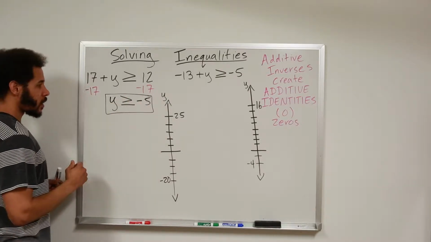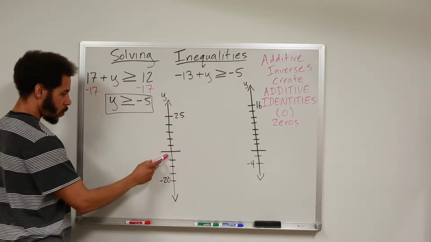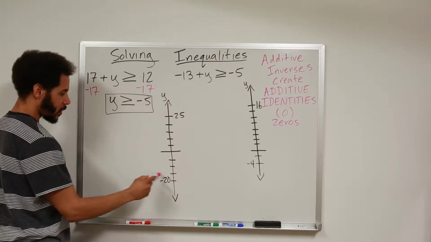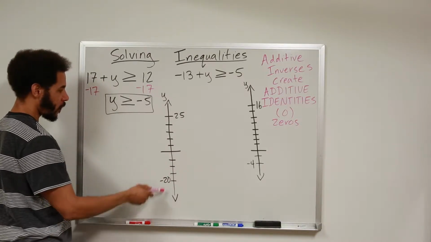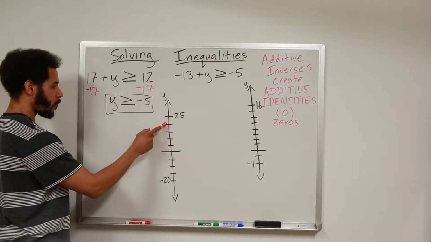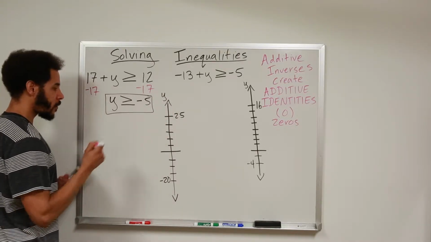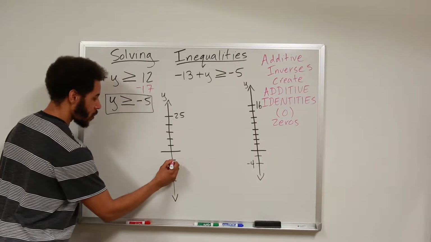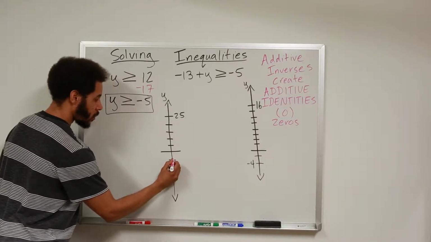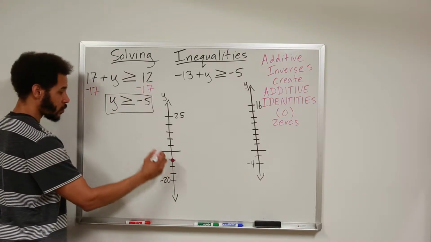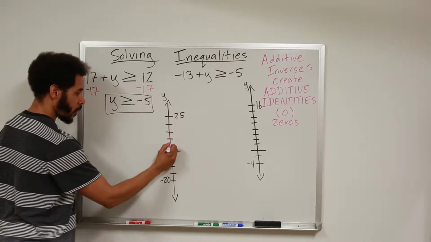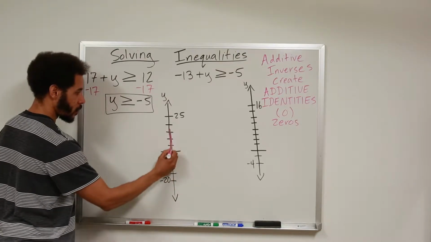So we're going to look for negative 5 on our number line here. 1, 2, 3, 4 spaces make negative 20, which means we must be going by 5s. We can verify 1, 2, 3, 4, 5 spaces go to positive 25. Negative 5 must be here. We're putting a solid dot here because it's greater than or equal to. It can be negative 5 or anything greater than negative 5.